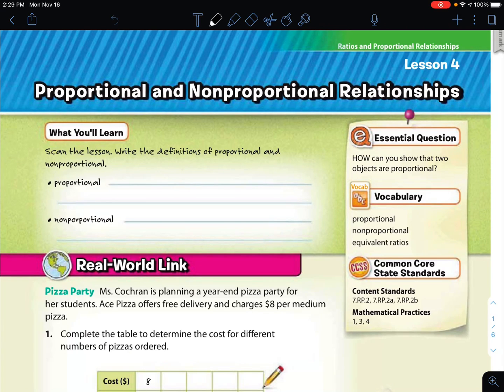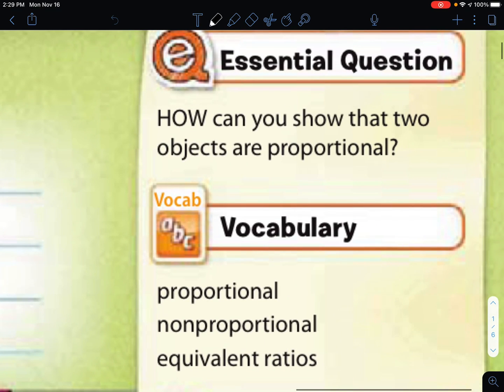So in this lesson, we are going to learn about proportional and non-proportional relationships. This is chapter 1, lesson 4, and we go back to our essential question. Essential question is, how can you show that two objects are proportional? In the last lessons, we have not yet defined what the word proportional means.